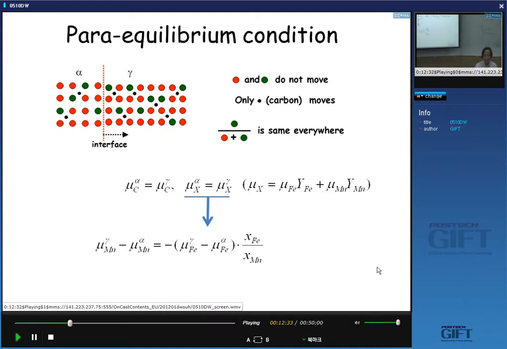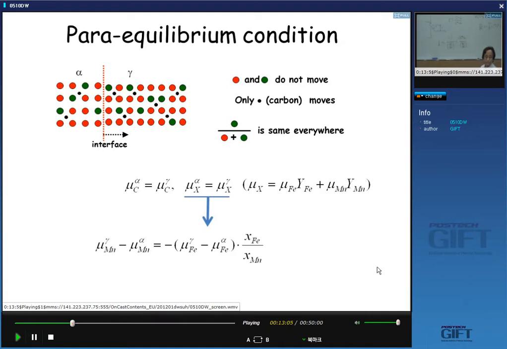So when you want to calculate the para equilibrium, you just consider the equilibrium of the chemical potential of carbon and imaginary element X. And the chemical potential of imaginary element X is represented by the mixture of iron and manganese or silicon or chromium, nickel, something like that.